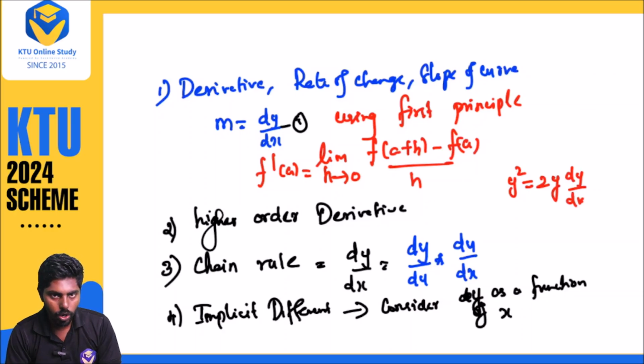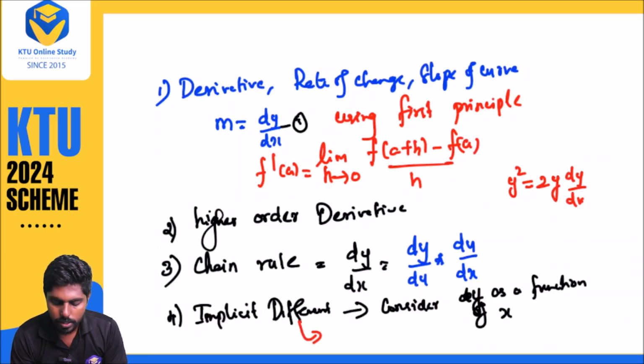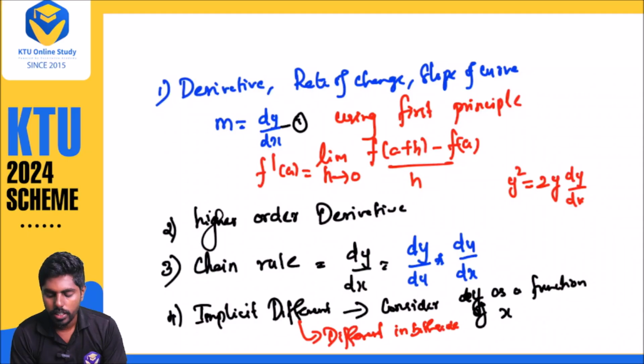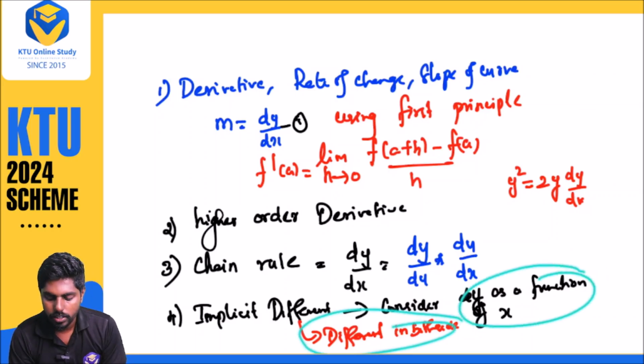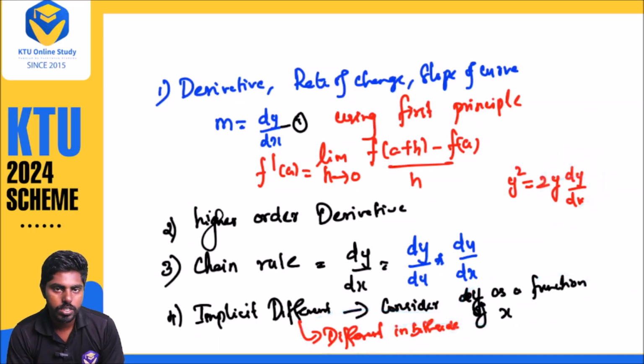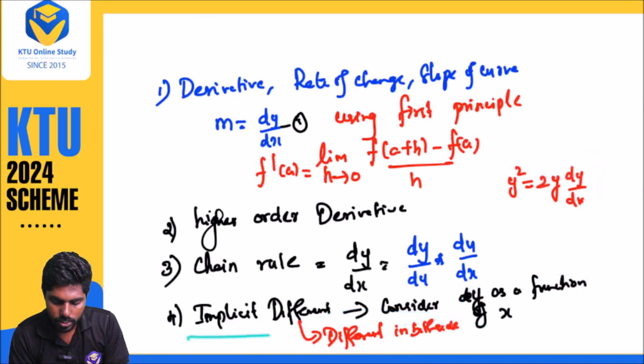Implicit means you differentiate on both sides, then take dy by dx as common. This is the condition we want to know. The second condition is treating y as a function of x. So these are the three concepts of implicit derivation. Number one is differentiating both sides, considering y as a function of x, then taking dy by dx to one side, and you will get your answer. This is implicit derivative.